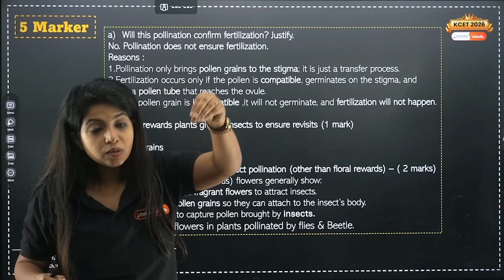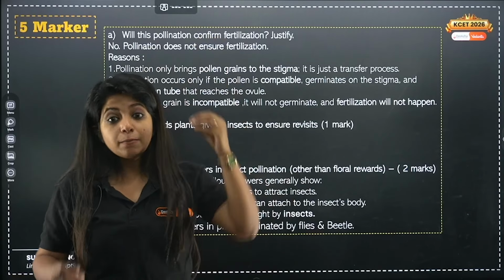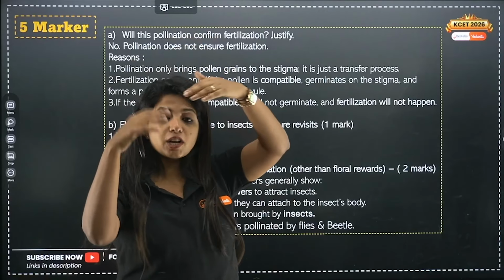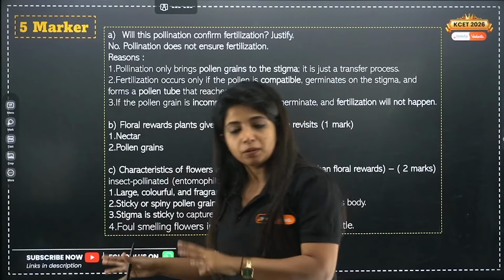So pollen grains can land on the stigma. They can also form the pollen tube, but not all pollen tubes reach there. And sometimes the pollen-pistil interaction also does not take place, which is why fertilization need not happen, my dear children.